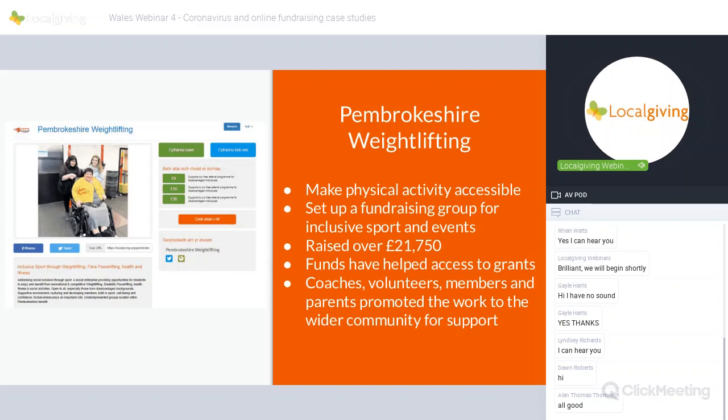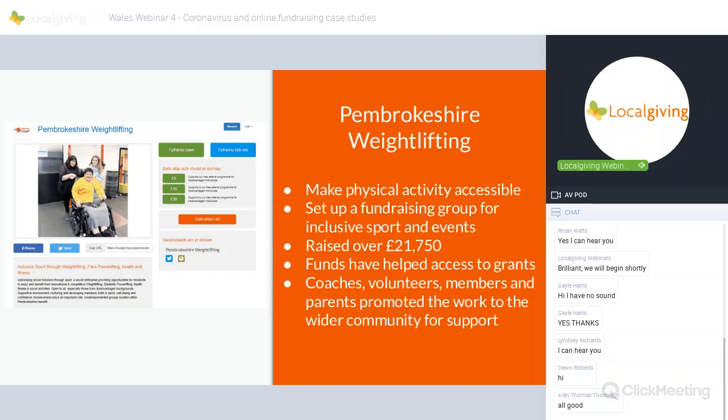The first case study is Pembrokeshire Weightlifting. This organisation is a West Wales organisation. They make physical activity accessible. They really encourage people in wheelchairs or those with disabilities to be able to get active and get fit, and they fundraise in order to support that work to happen. They've been with Local Giving for a couple of years now. They've really smashed it on the fundraising front and have raised over 21 grand.